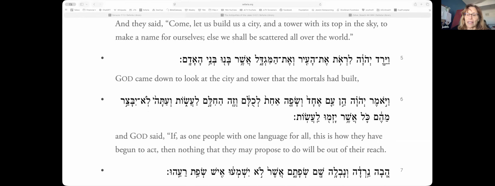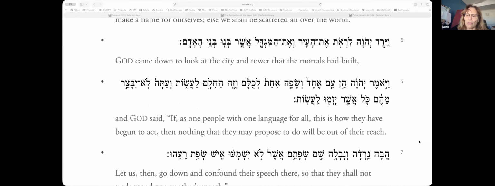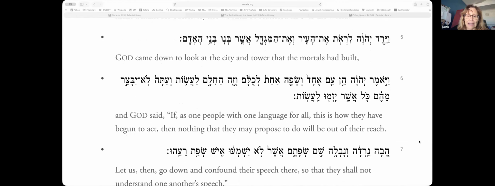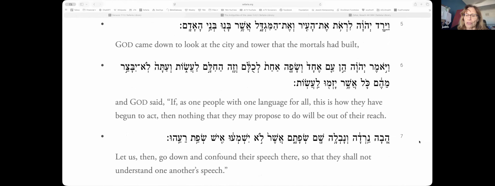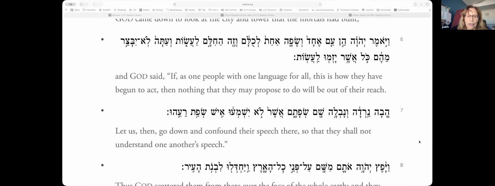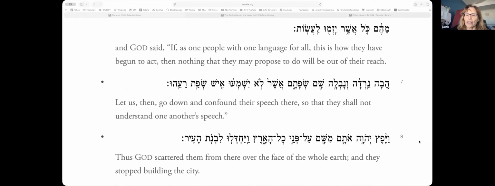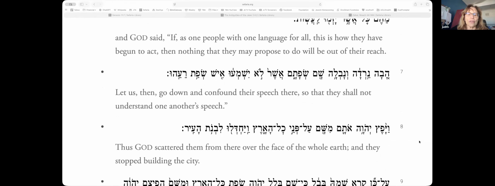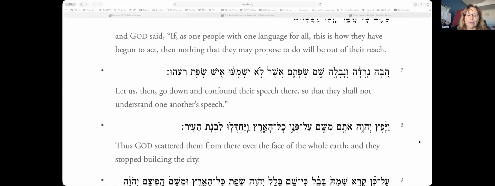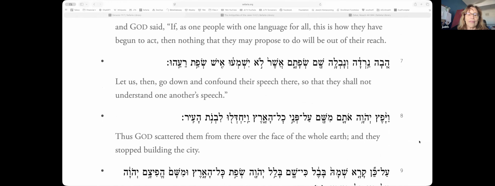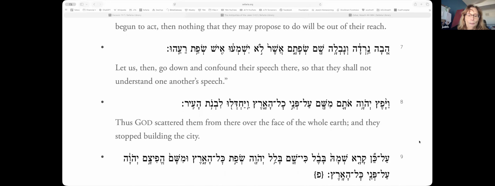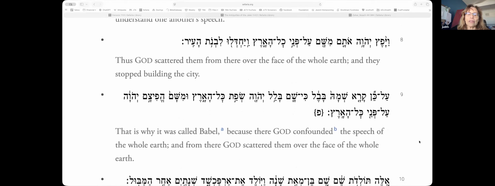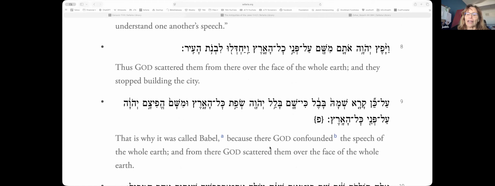God came down to look at the city and tower that the mortals had built. And God said, "If, as one people with one language for all, this is how they have begun to act, then nothing that they may propose to do will be out of their reach. Let us then go down and confound their speech there, so that they shall not understand one another's speech." Thus God scattered them from there over the face of the whole earth, and they stopped building the city. That is why it was called Babel, because there God confounded the speech of the whole earth, and from there God scattered them over the face of the whole earth.